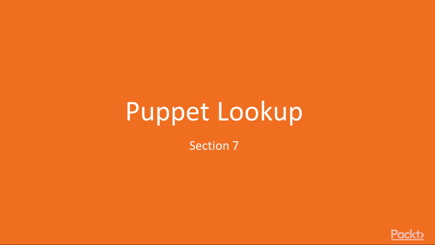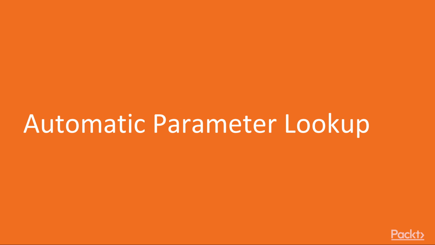In this section, we will be looking at Puppet Lookup. In this video, we will be looking at automatic parameter lookup. Parameters are how we pass variables to classes. So when we define parameters for a class, we use the full scope of the variable to reference.